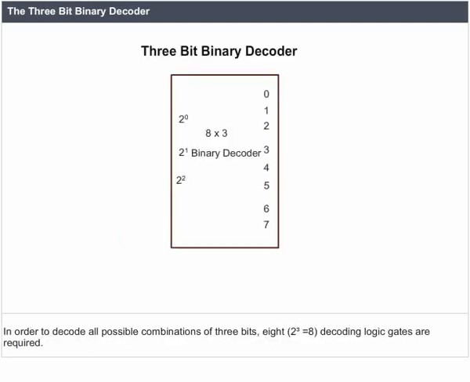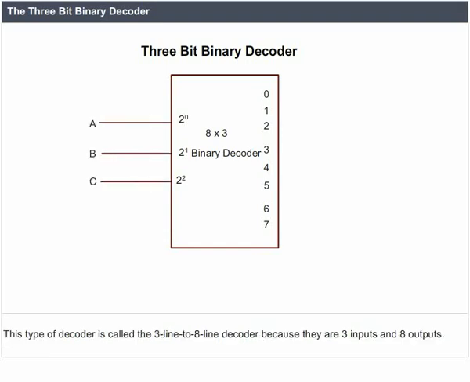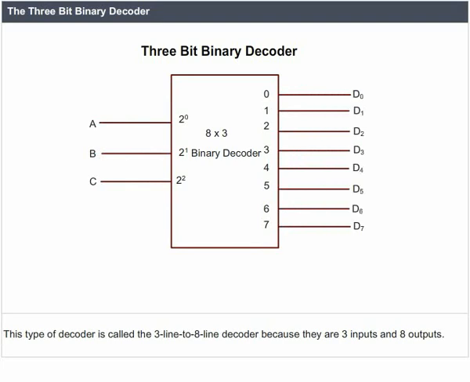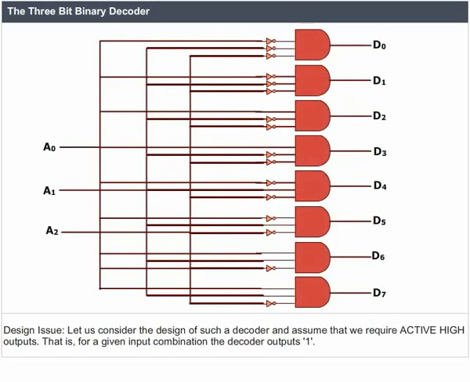The 3-bit binary decoder. In order to decode all possible combinations of 3 bits, 8 (2 to the power 3 equals 8) decoding gates are required. This type of decoder is called the 3-line to 8-line decoder because there are 3 inputs and 8 outputs. Design issue. Let us consider the design of such a decoder and assume that we require active high outputs. That is, for a given input combination, the decoder outputs 1.